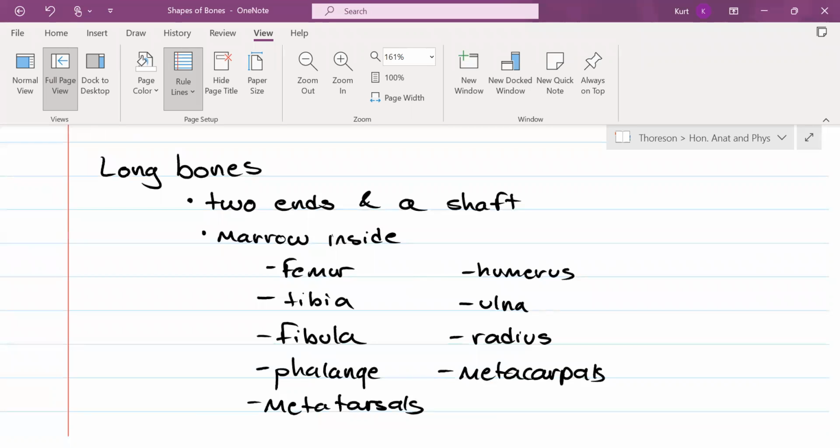Examples include your femur, tib, fib, phalanges, metatarsals, humerus, ulna, radius, and metacarpals. So your thigh, your shins, your fingers, your feet, your arm, your lower arm, and your hands, and your fingers.